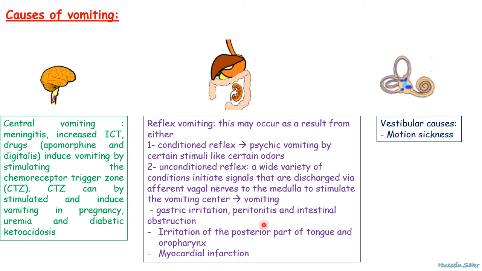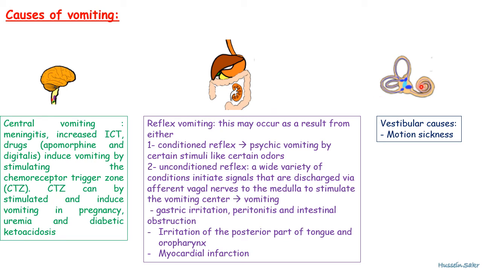Intestinal obstruction: usually there is no passage of the intestinal contents from the small intestine to the large intestine, as occurring in intussusception or intestinal gangrene. What's going on? There is no peristalsis, so the food will return back to the stomach by antiperistalsis, and the stomach tries to produce expulsion of it by vomiting. Irritation of the posterior part of the tongue and oropharynx. Myocardial infarction. All these stimuli work by discharging impulses to the vomiting center, and when they stimulate the vomiting center, the reflex vomiting will appear.